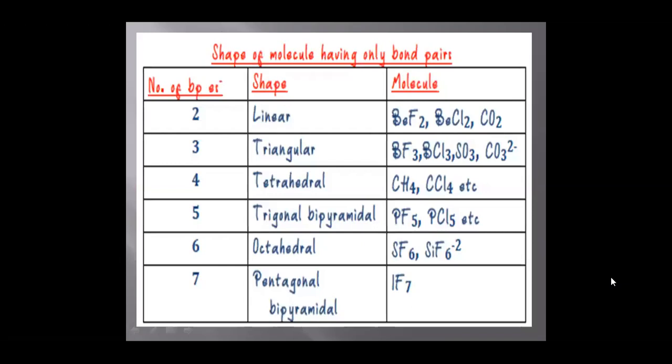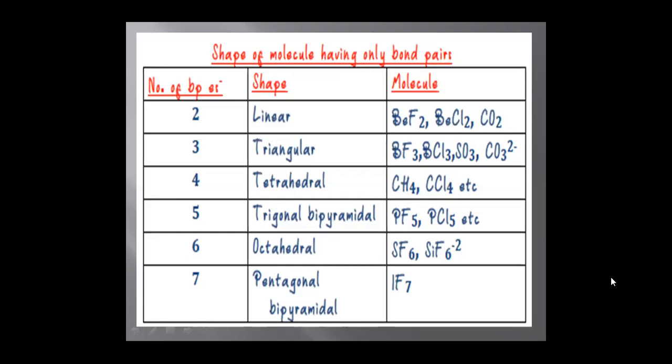Now the shapes of molecules having only bond pairs, that is, no lone pairs. If the number of bond pairs is 2, the geometry is linear, for example beryllium dichloride and carbon dioxide. If the number of bond pairs is 3, the shape of the molecule is triangular, for example boron trifluoride, boron trichloride, sulfur trioxide, and carbonate ion.